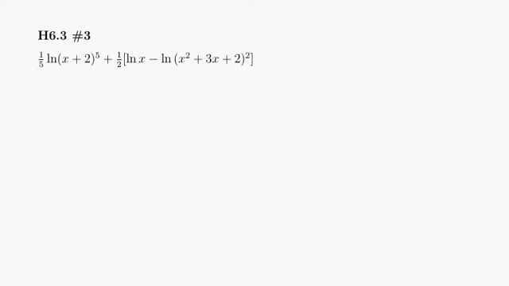So we have natural log of x plus 2. For these, I'm going to distribute 1/2 to the first term here and also the second term there. So we have 1/2 natural log of x minus 1/2 natural log of quantity x squared plus 3x plus 2 squared. We can do the same trick to this one.